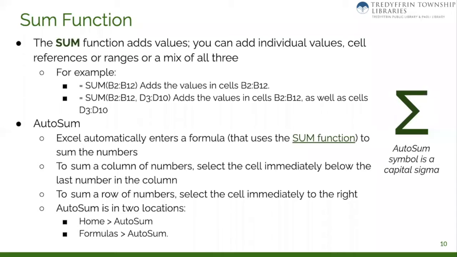For example, if you were to put equals sum from B2 to B12 into a cell, this will add the values in the cells B2 to B12, so that includes B2, B3, B4, B5, B6, B7, B8, B9, B10, B11, and B12. And then it'll display the sum of all of those cells in B13 if that's where you've placed your formula.